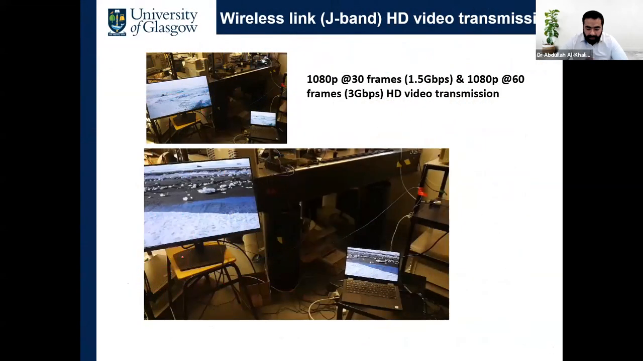Here is a short video. Let me just turn this. So in this video, you will see a laptop here, which is transmitting a video at 1080p. If we use 30 frames, we will have 1.5 gigabits per second. For 60 frames, we will have 3 gigabits per second. So this is an HD video transmission. This laptop will connect through an HDMI cable that will go into the RTD. Then from the other side, we will have the receiver, and we can see the video coming here wirelessly.